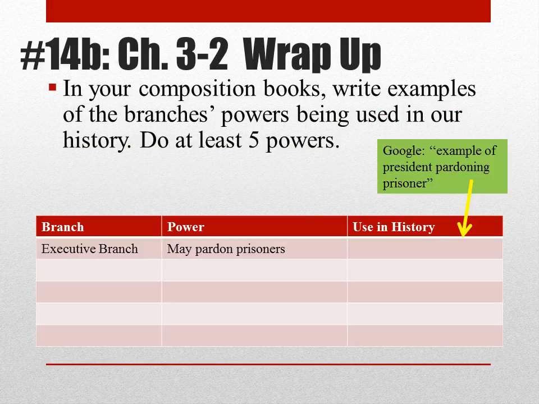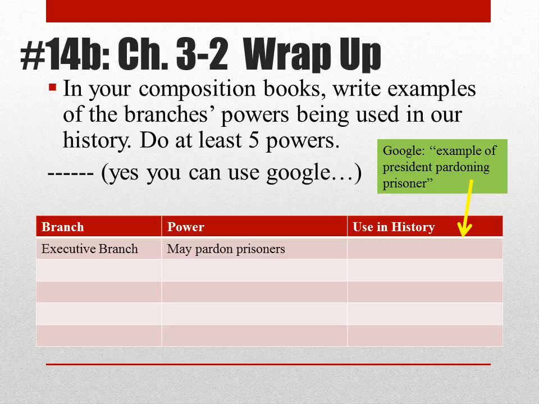Okay. Here is your assignment. In your composition book, I want you to write examples of the branches' powers being used in our history. Do at least 5 powers. So you can make a table like this in your composition book. 3 columns, 1, 2, 3, 4, 5, 6 rows. At the top of the first column, put the branch. Middle column, put the power. Last column, write use in history.